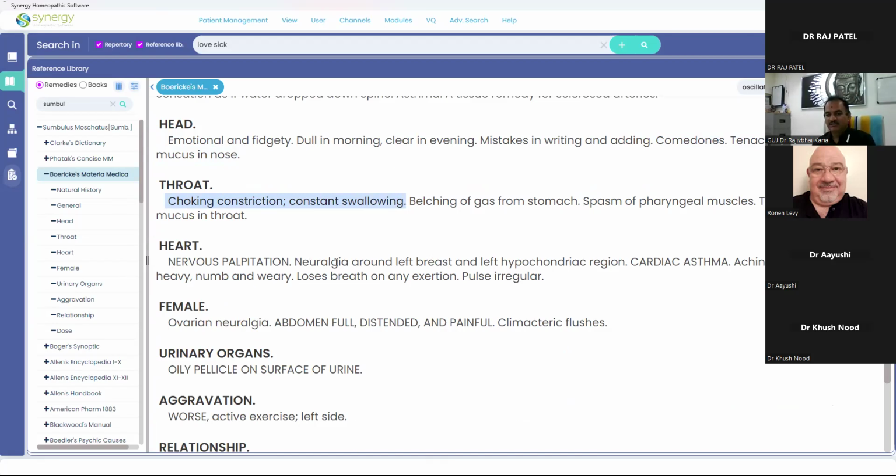Nervous palpitation, neuralgia around left breast and left hypochondriac region. Cardiac asthma came, cardiac asthma. Aching left arm, heavy, numb. Loses breath on exertion like Calcarea. Pulse which is irregular.